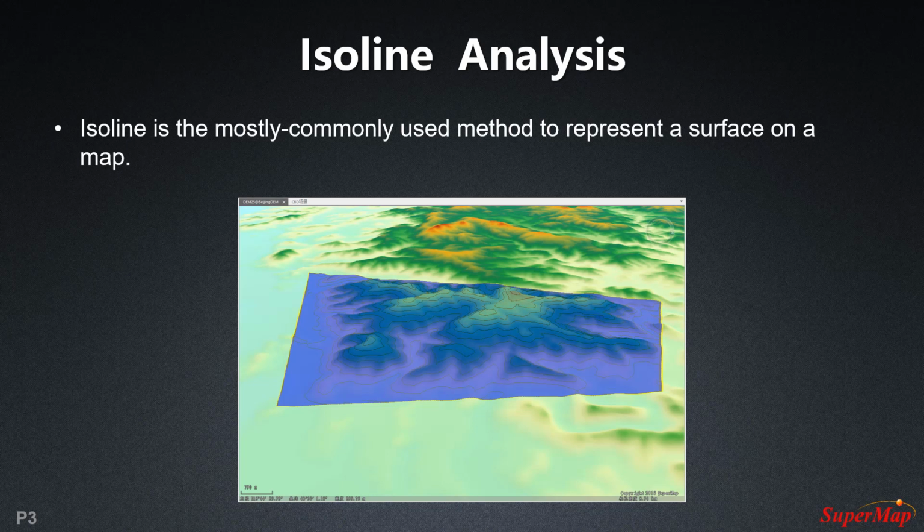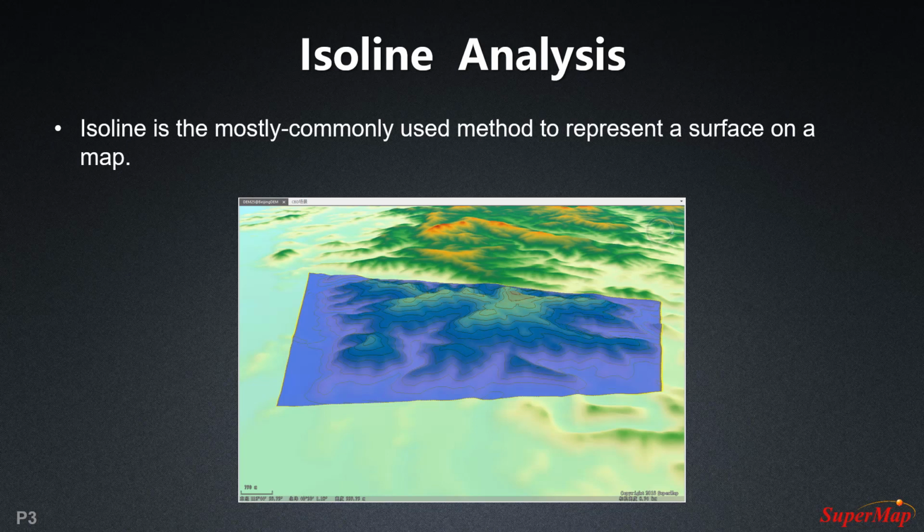A dense isoline distribution indicates a dramatic change in the values of the surface. For example, a dense contour distribution indicates a steep slope. A sparse isoline distribution indicates a mild change in the values on the surface. For example, a sparse contour distribution indicates a gentle slope.